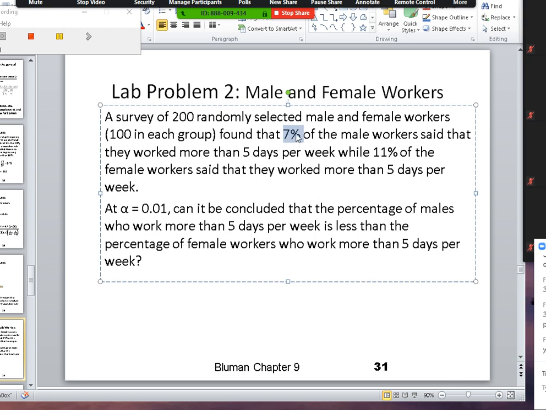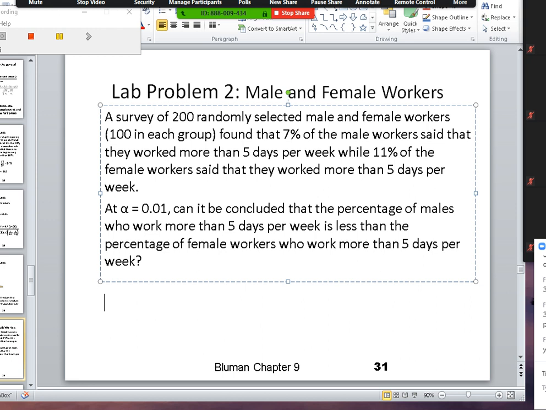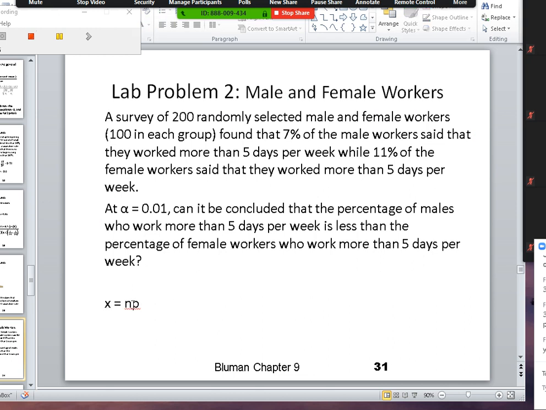So you're given the percentage. You do not put it over 100 because this is not X. Now you need to find X. Remember, X is equal to NP. So you're going to have to calculate X on your own, because I didn't give you X, and you're going to need X later on to find your P bar and your Q bar. So if using this, I have my N, I have my P, you can find the X that goes with it. Just multiply 100 times 7%.